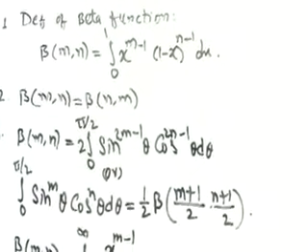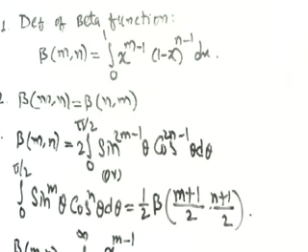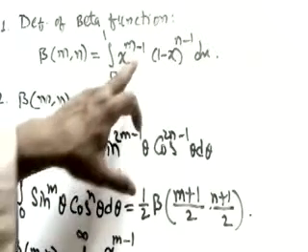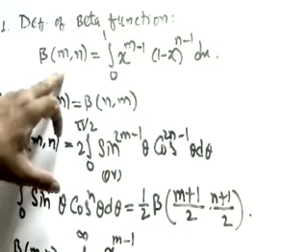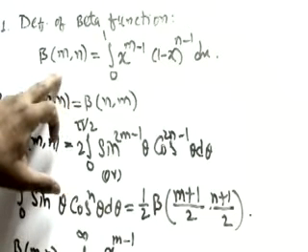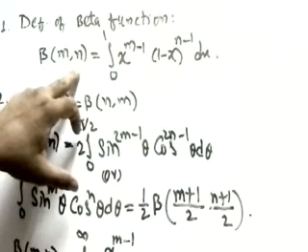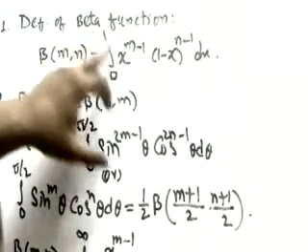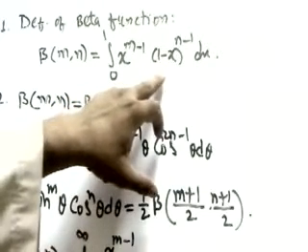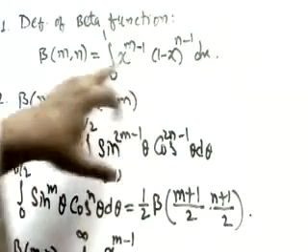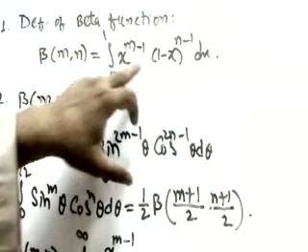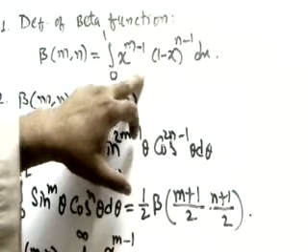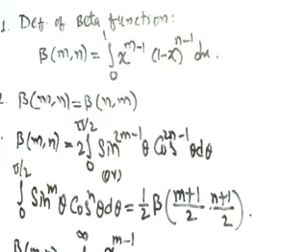Now let me start with the definition of beta function. Beta function is nothing but the integration from 0 to 1 of x power m minus 1 into 1 minus x power n minus 1. This integration is called beta of m comma n. So this is the definition. Beta of m comma n is the integral from 0 to 1 of x^(m-1) (1-x)^(n-1) dx. This is the definition of the beta function.